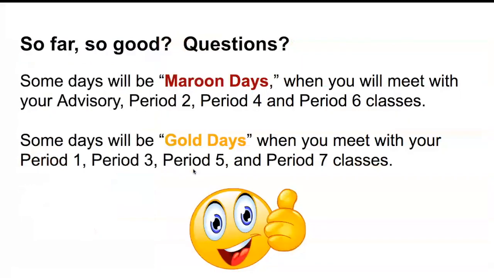So far so good. If you had any questions, now would be a good time to talk with your advisor, your classmates. Make sure you understand that some days are going to be maroon days. On those days you meet with your advisory, and then periods 2, 4, and 6, and then some days are going to be gold days where you meet with periods 1, 3, 5, and 7, and those are your odd days.